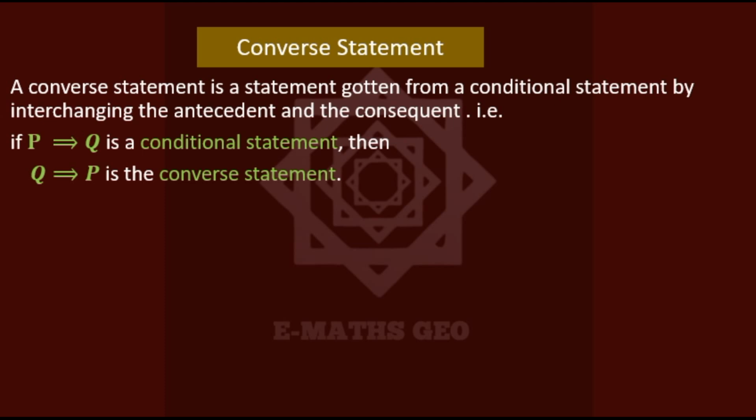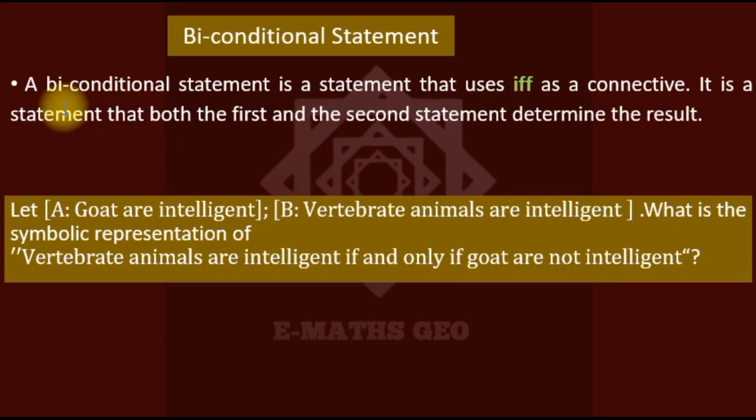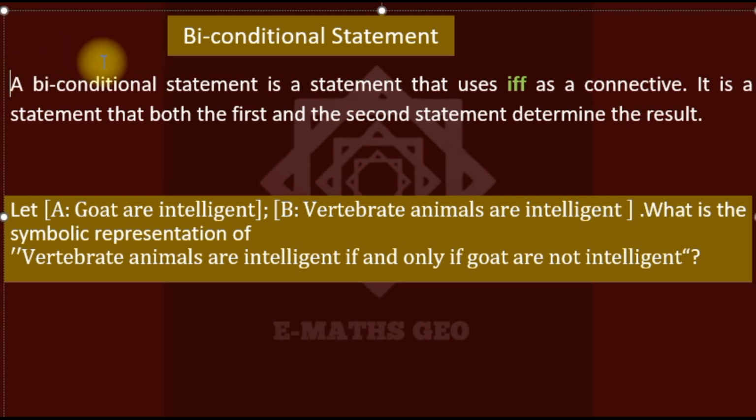So the next one, there is what we call biconditional statement. So a biconditional statement is a statement that uses if and only if. So if you see this if and only if, or maybe if you see this symbol, you know there is a biconditional statement. It is a statement that both the first and the second statement determines the results.